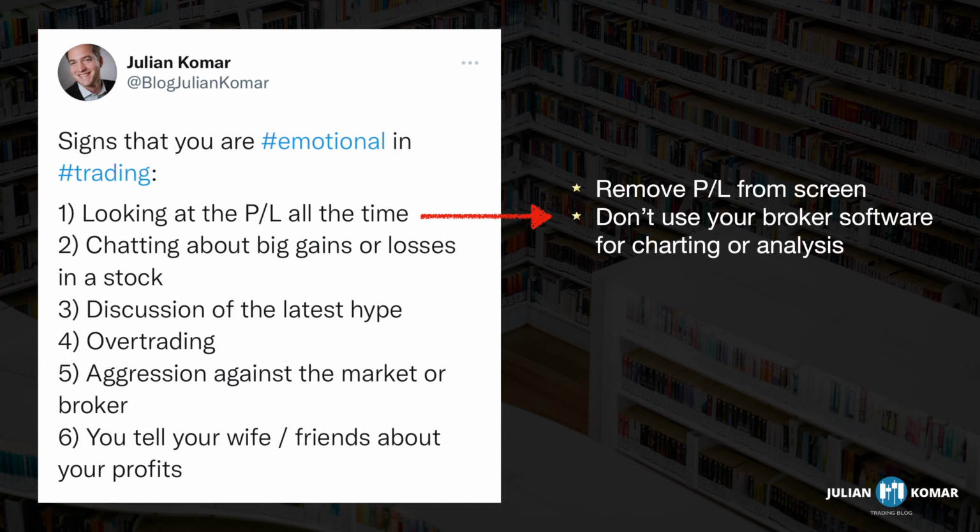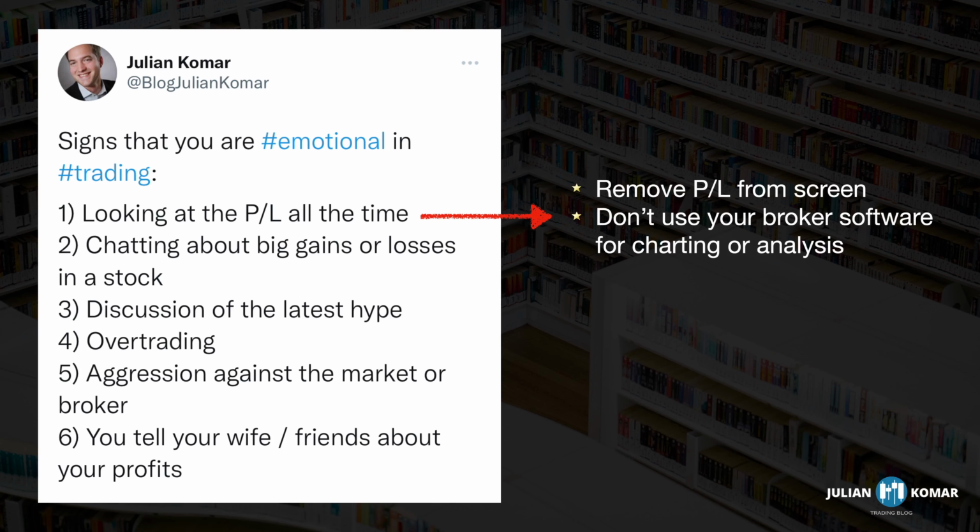And there are some very simple solutions to the problem. The first one is remove the profits and losses from your screen. A lot of broker apps and also web interfaces and broker software allow that. You can say, okay, I don't want to see the profits and loss column in my portfolio, or you can also hide the overall profits and losses from your screen. I do that in my broker app, and I also do that in the brokerage software.